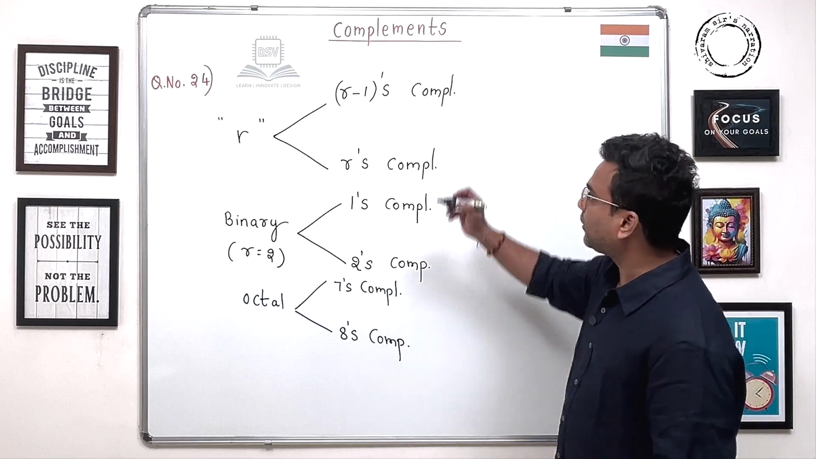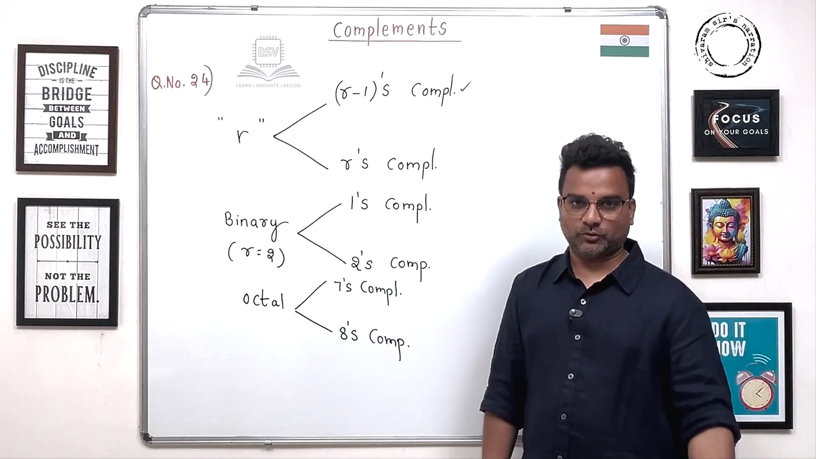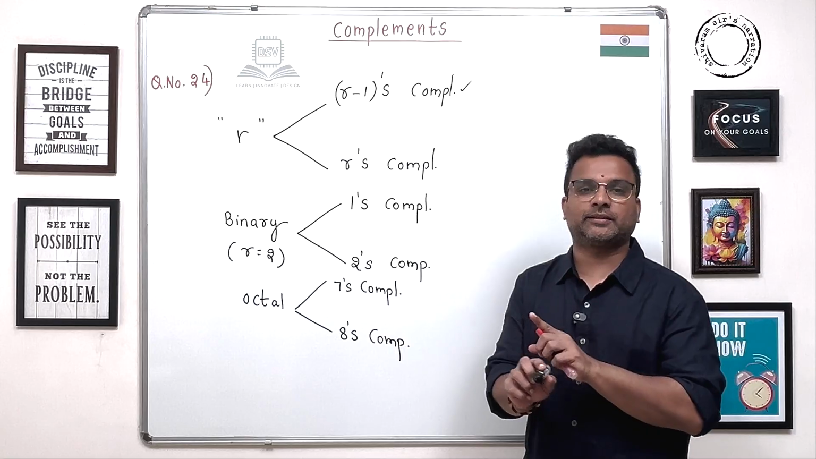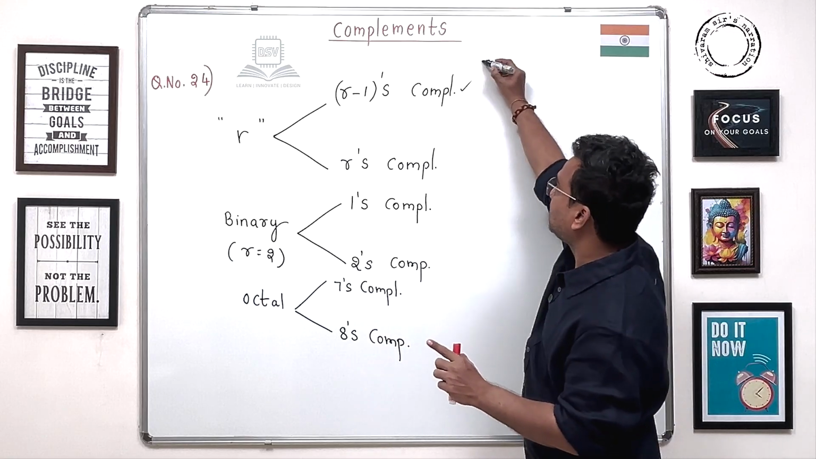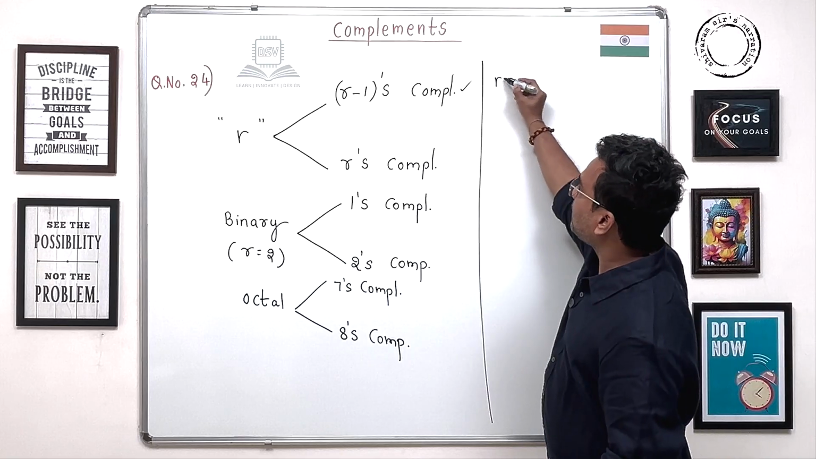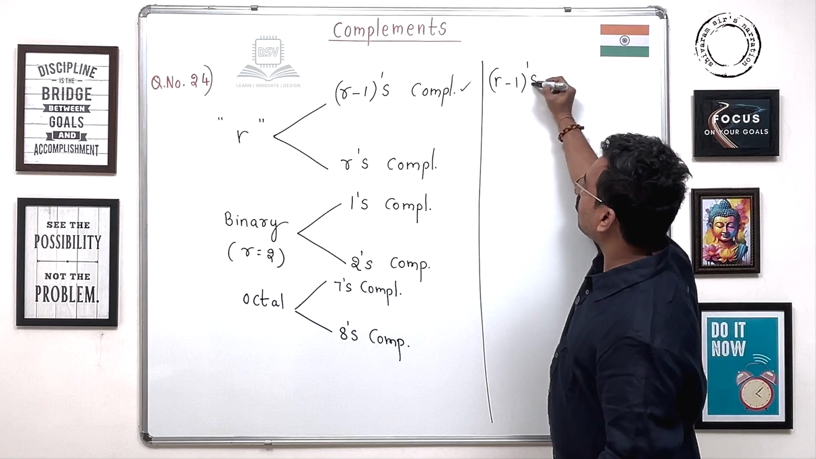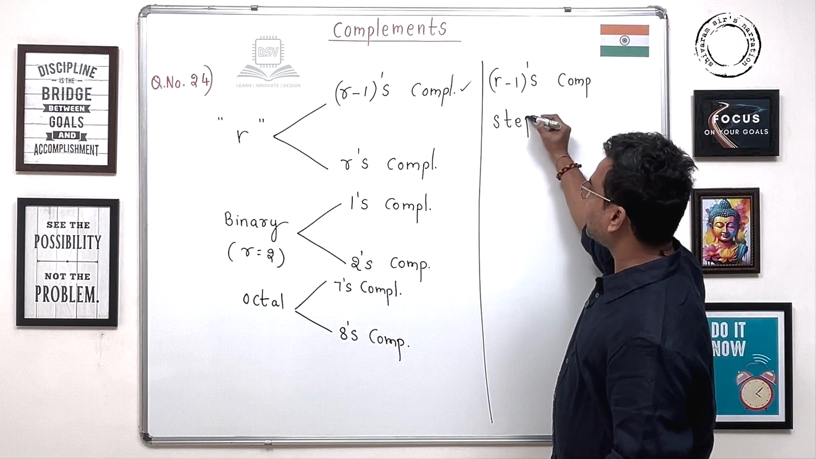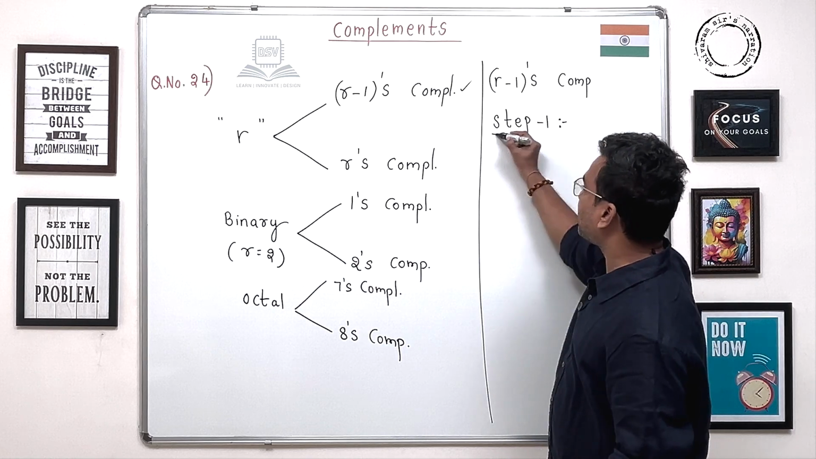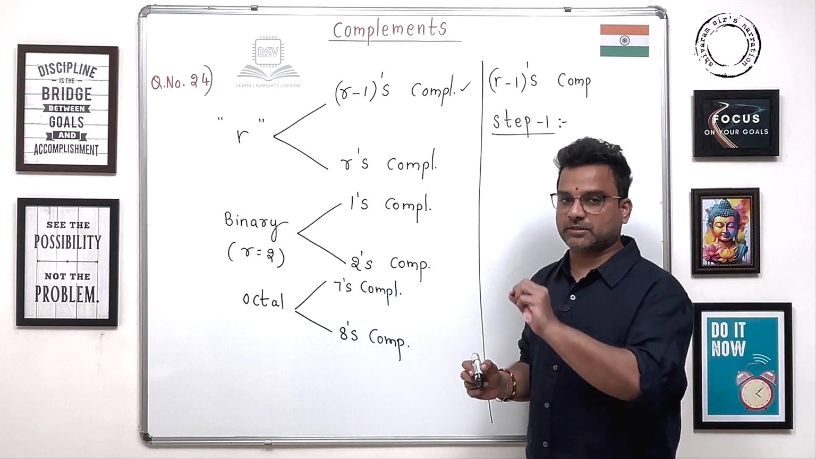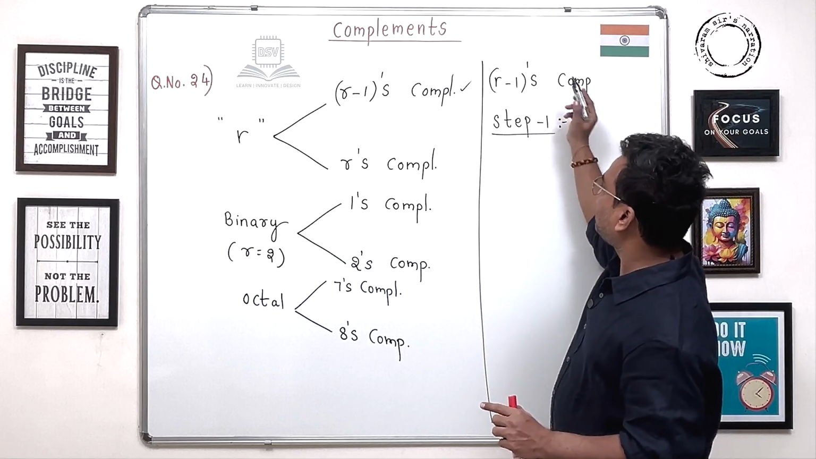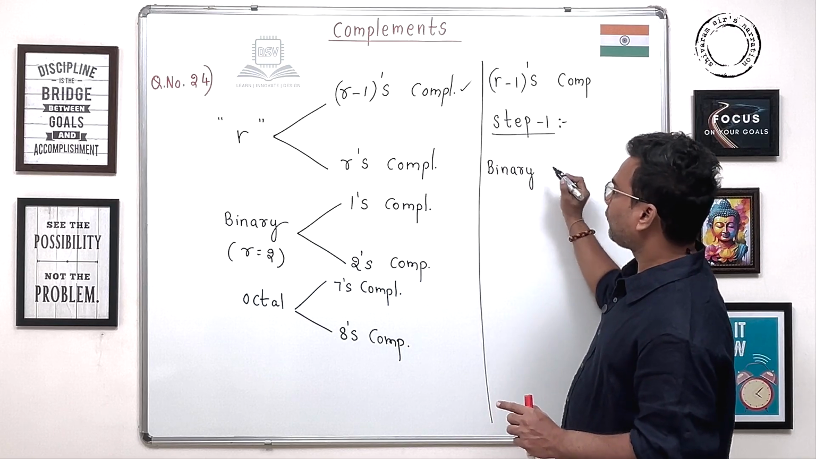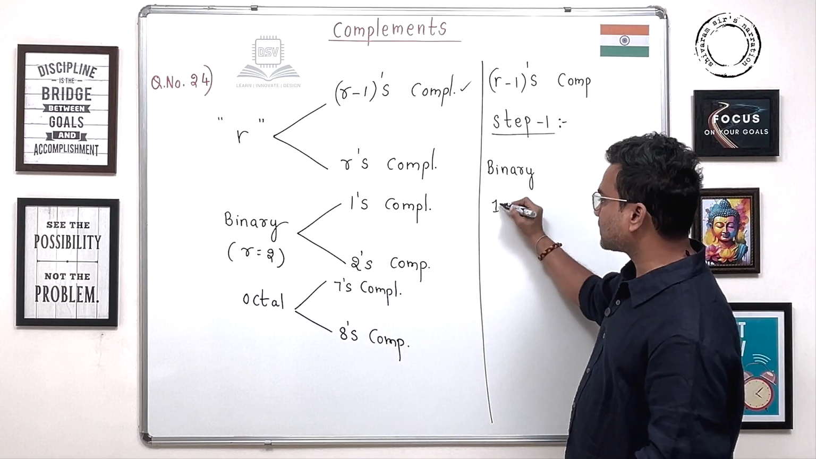Now, how do we find the r minus 1's complement? There is only one step. No other procedures. You need to subtract the given number from the maximum possible value present in the number system. Suppose it is binary, then r minus 1's complement will be 1's complement.